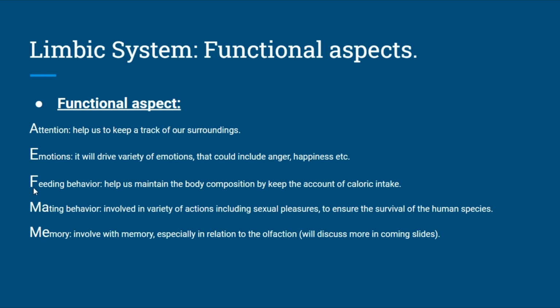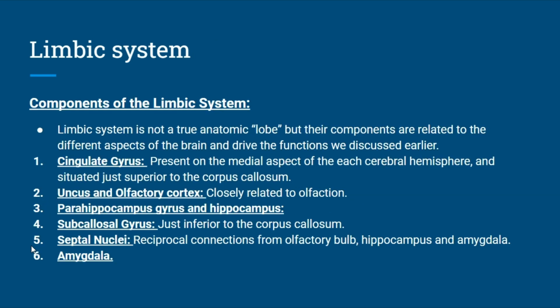Then we have the feeding behavior. It will help us maintain body composition by keeping account of the caloric intake. Next, we have mating behavior. That will involve a variety of actions, including sexual pleasures, to ensure the survival of the human species. The last one is memory. It will be involved with memory, especially in relation to olfaction, and we will discuss that more in the oncoming slides.